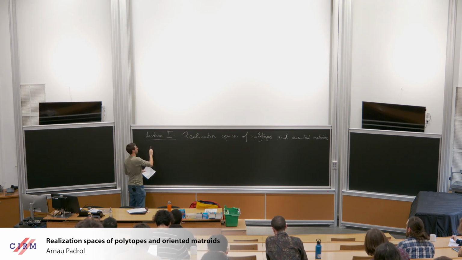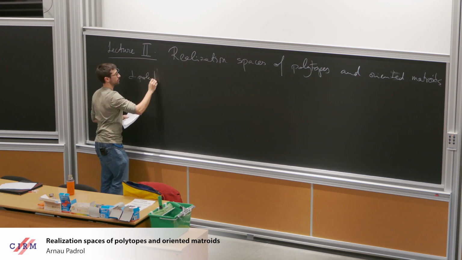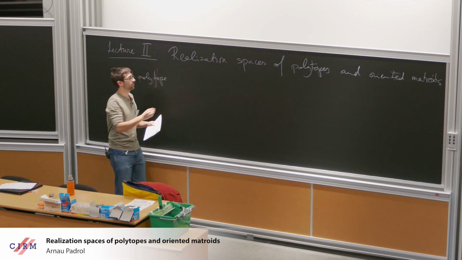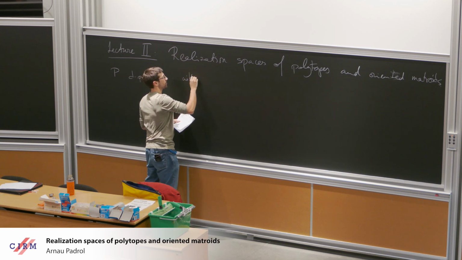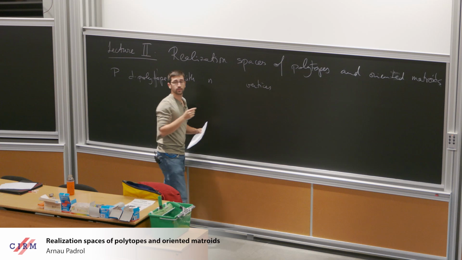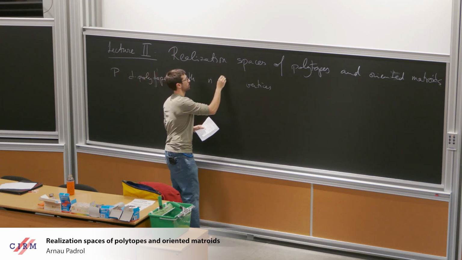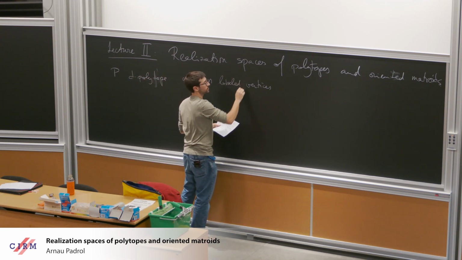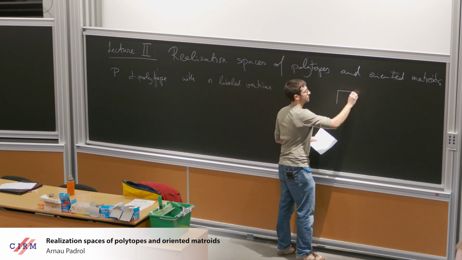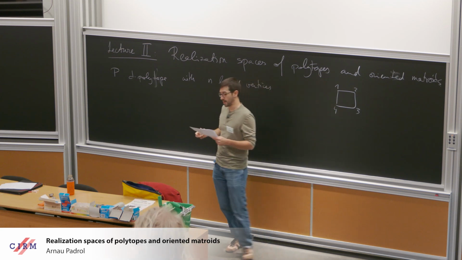So let's start again with a polytope. It will be a d-dimensional polytope with n vertices. And today, to make our lives simpler, I'll ask the vertices to be labeled. Okay, so you have a label to each of the vertices, let's say the numbers from 1 to n.